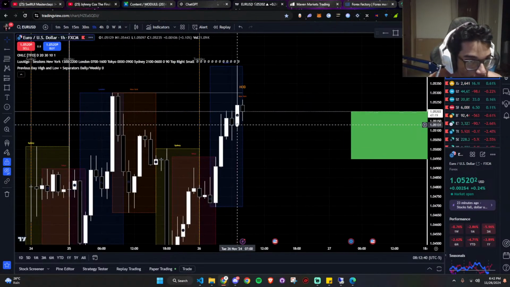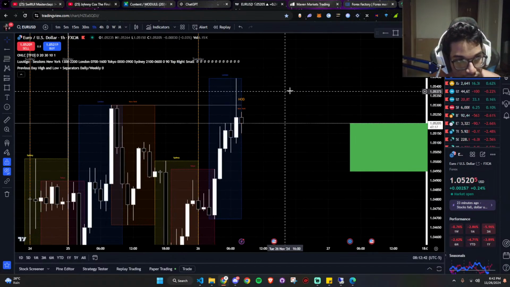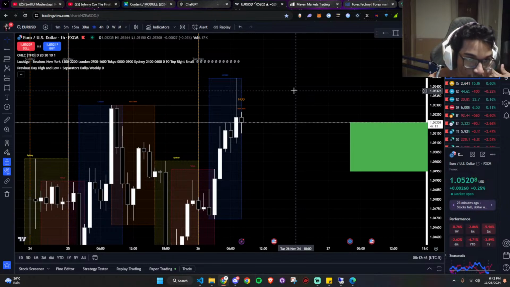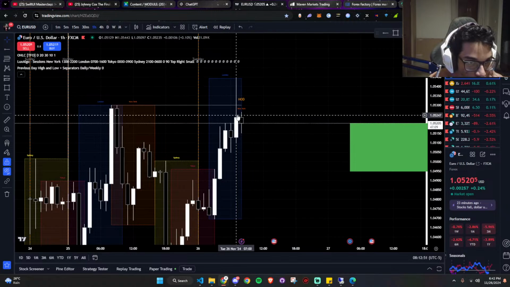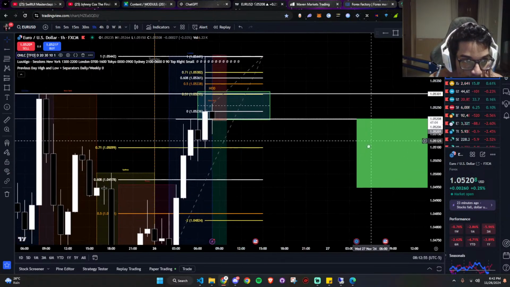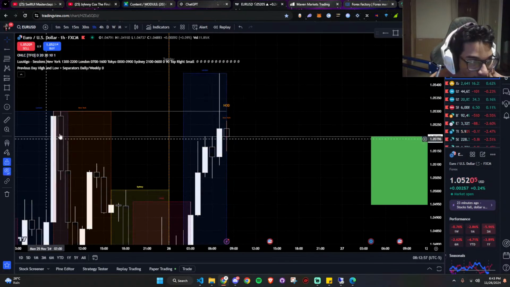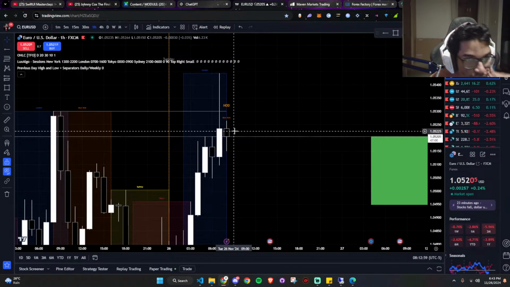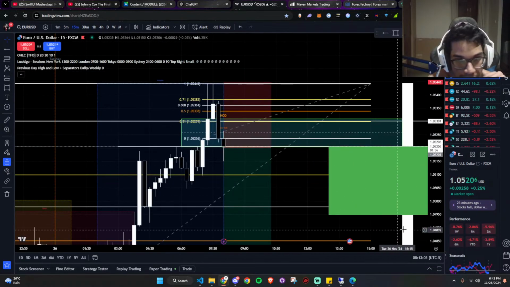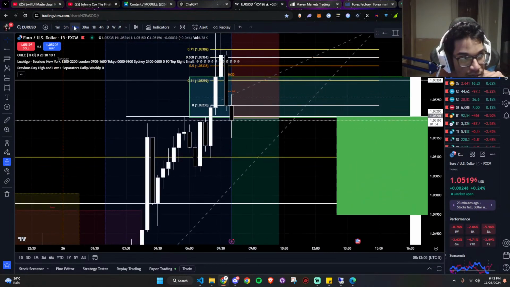This is a huge rejection from the high of day. And yeah, huge rejection from this wick. Huge rejection, look at that. Now I'm expecting price to low key inverse this.